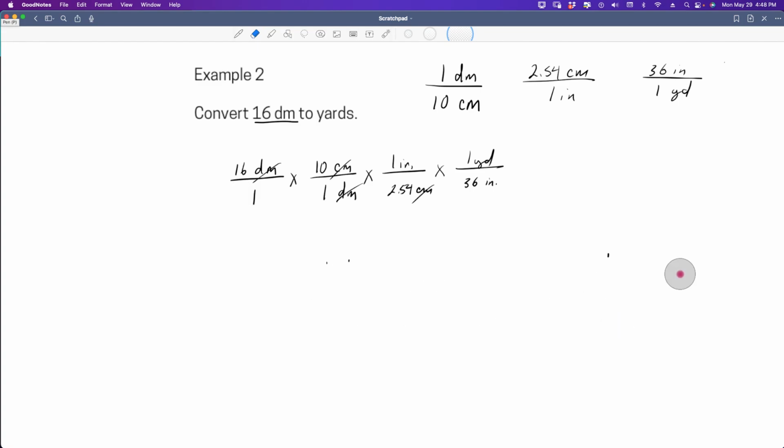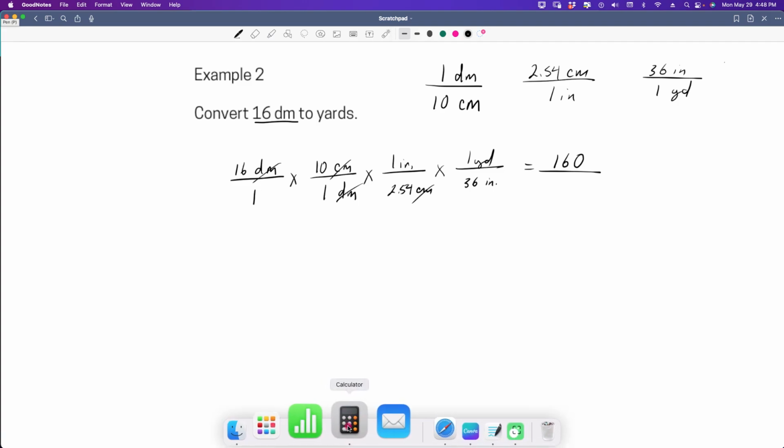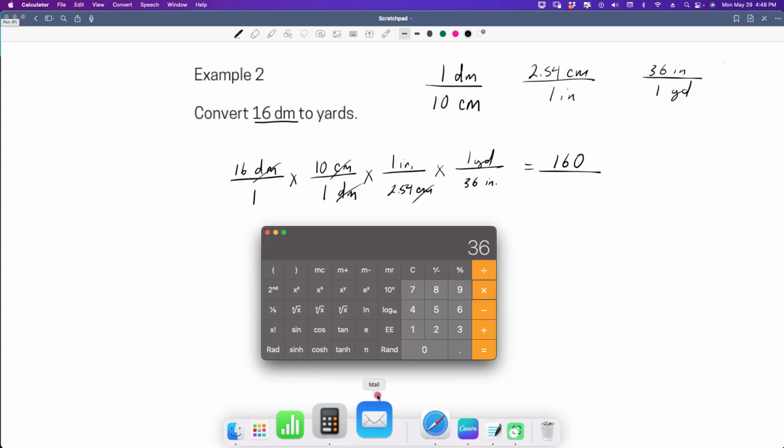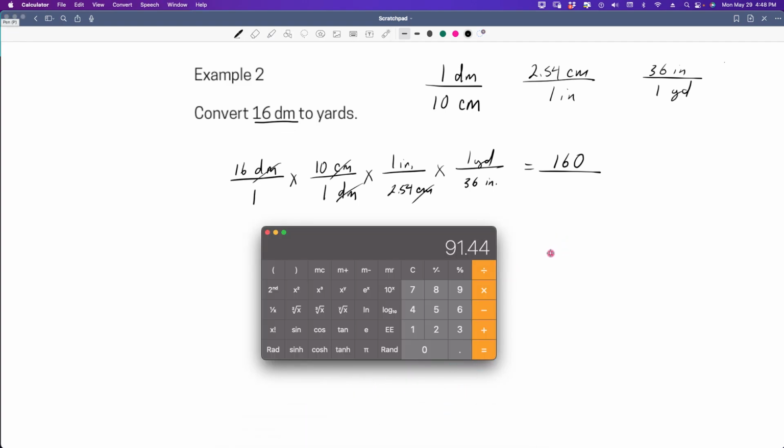All right, so let's go ahead and do the math as we have it. So 16 times 10 times 1 times 1, that's going to equal 160. And I'm going to need to bring out my calculator for this one because I can't do this in my head. When it gets to decimals or large numbers, I can't do that in my head, so I have to have a little help. 2.54 times 36 is 91.44. Did I do that right?